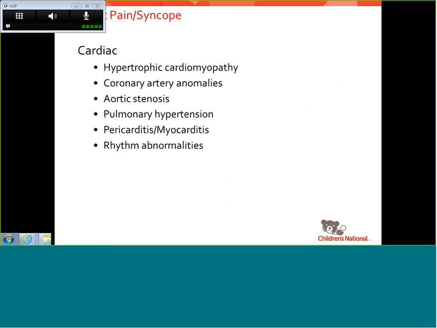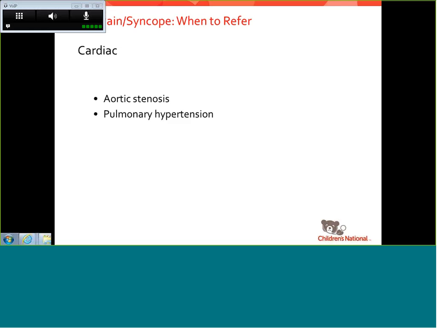So when it comes to the heart, what are the causes of cardiac syncope and chest pain? Well, hypertrophic cardiomyopathy is the most common cause of sudden death in an athlete, followed by coronary artery anomaly. I shared with you one of those cases. Aortic valve stenosis and supravalvar aortic stenosis are other causes of coronary artery ischemia, syncope, and chest pain. Also pulmonary hypertension, pericarditis, myocarditis, and all rhythm abnormalities. In children between 5 and 6 years of age, sometimes it's hard for them to differentiate palpitation from chest pain.